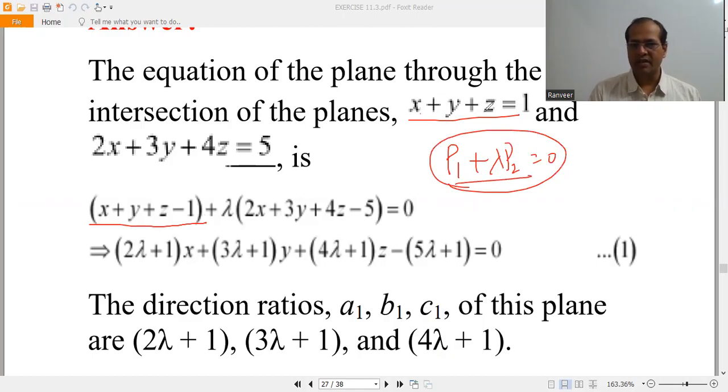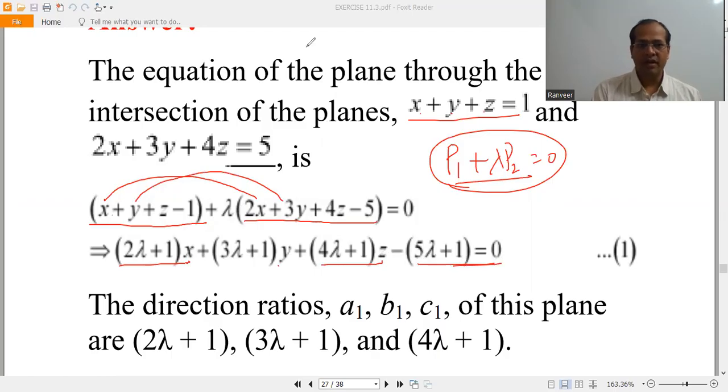So x plus y plus z minus 1 plus lambda. Whatever constant is on the right hand side, you have to bring it to the left side. So (2x plus 3y plus 4z minus 5). After that, the x value we can write, this is x, this is x. So (1 plus 2 lambda)x. Similarly, (1 plus 3 lambda)y. After that, (4 lambda plus 1)z minus (5 lambda plus 1). This is equal to 0.